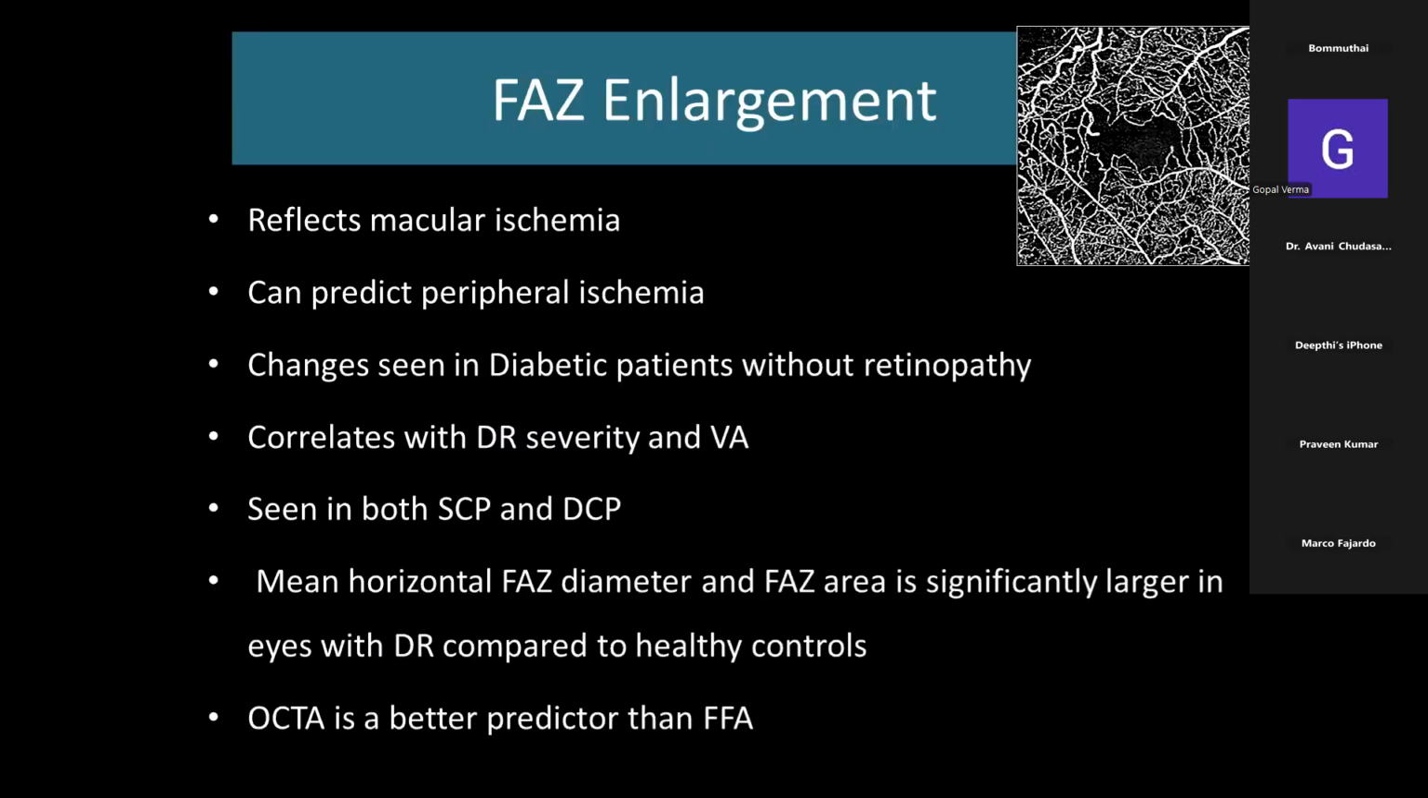In ischemic maculopathy, you tend to see foveal avascular zone enlargement, which basically indicates macular ischemia. These changes can be seen even in diabetic patients without retinopathy. The FAZ enlargement can be seen in both the superficial capillary plexus and the deep capillary plexus, but one needs to look more clearly into the deep capillary plexus than the superficial capillary plexus. As I told before, FAZ enlargement can be seen much better on OCTA than on fluorescein angiography.